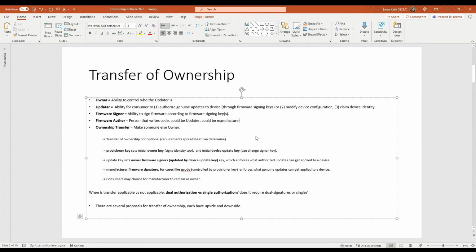Bronze is only that you have to have a key for the updater. You don't have to use it. It's just that it's got to be there. Okay. And then for gold, you have to be able to do an ownership transfer, authenticated. So that answers this. Transfer of ownership is not optional for gold, exactly.